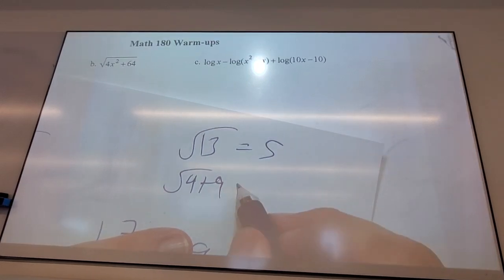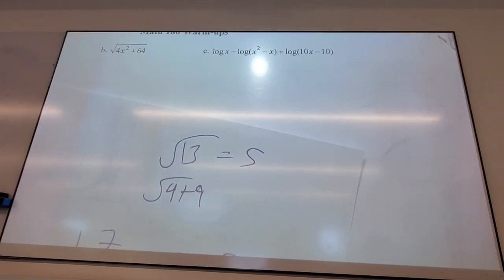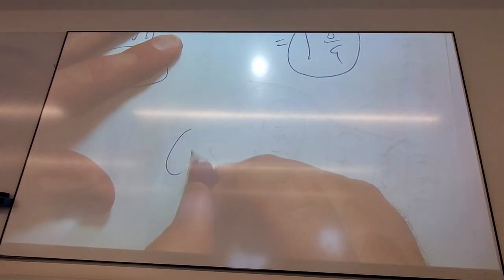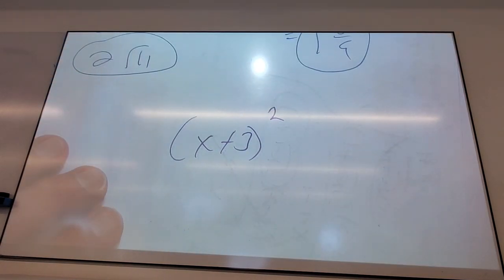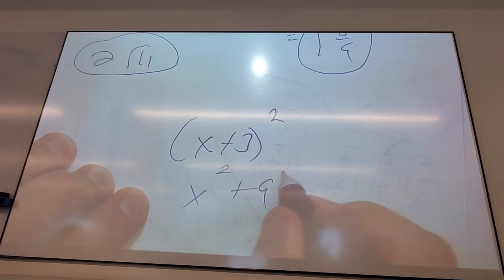What's the other way to write the square root of something? To the what power? 1/2 power. And I cannot distribute a power across addition or subtraction, correct? If I wanted to know what this was, do I just square each piece? Can I just square the x squared and the 3 and be done with it?